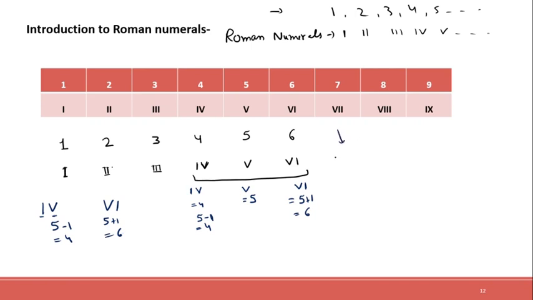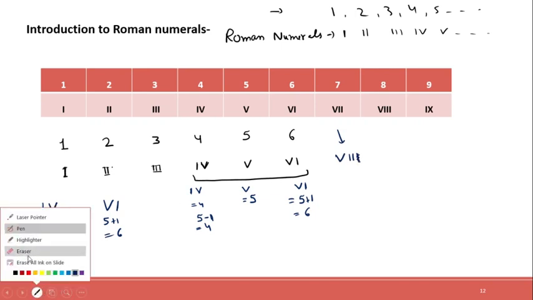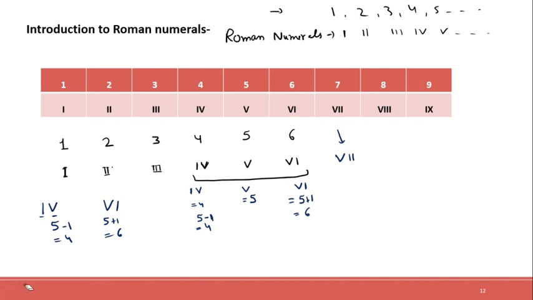Similarly, now tell me this. Here it is 5 and 2 on its right. So it is 5 plus 1 plus 1. That means 7. Got it? Isn't it interesting? Here it is 5 and 3 on its right. That means 5 plus 1 plus 1 plus 1. This is 8.